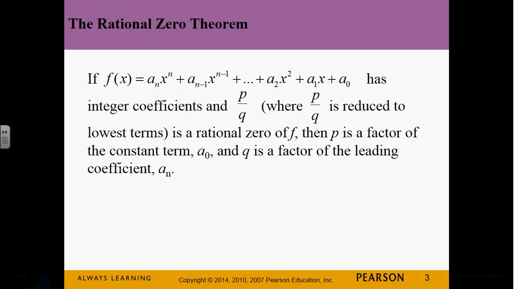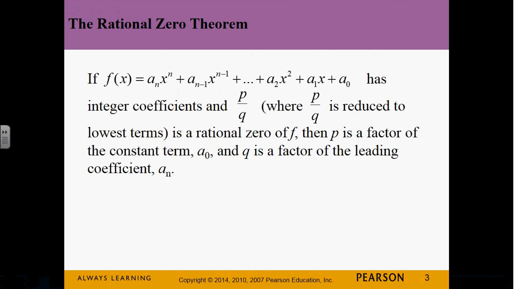All right. Say we've got a polynomial, and it's got integer coefficients, and p divided by q is a rational, reduced to its lowest terms, okay? So we're talking about, well, you don't tell what p and q is. Oh, this thing irks me. Is a rational zero. We're going to say p is a factor of the constant term, and q is a factor of the leading coefficient.